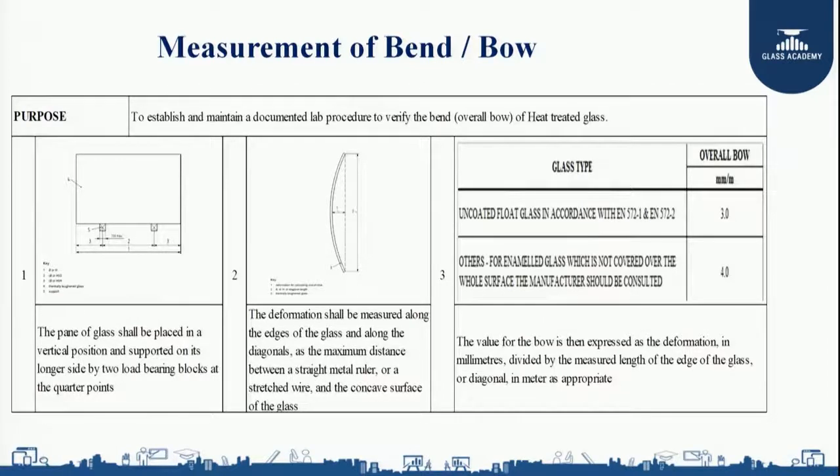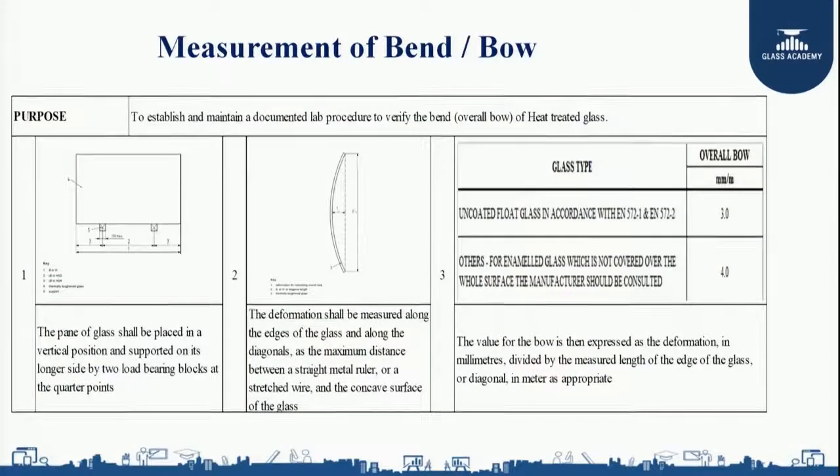Now, how are you going to conclude whether a glass is within the limit of bend or beyond it? You can see in the standard, in a meter, 3 mm bend is allowed for uncoated float glass. For an enameled glass, 4 mm bend is allowed. The value for the bow is expressed as the deformation in millimeters divided by the measured length of the edge of the glass or diagonal in meters, as appropriate. So when my panel size is 1000 mm, as per the standard 3 mm bend is allowed. If my panel size is 2000 mm, 6 mm bend is allowed. This is how you are going to measure the bend in a glass.